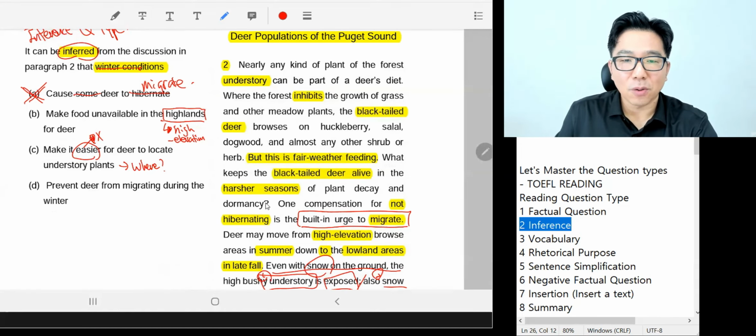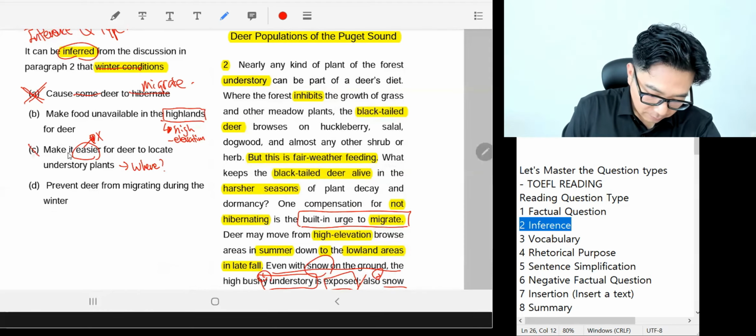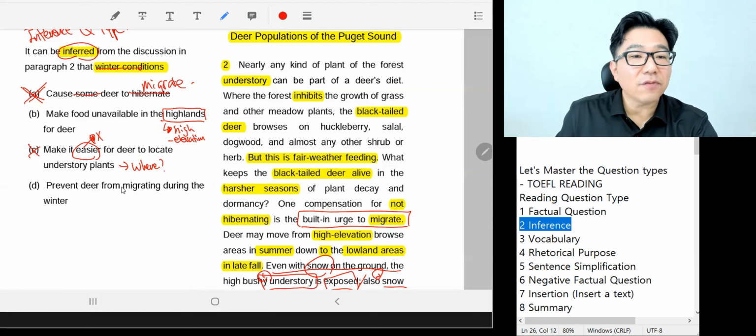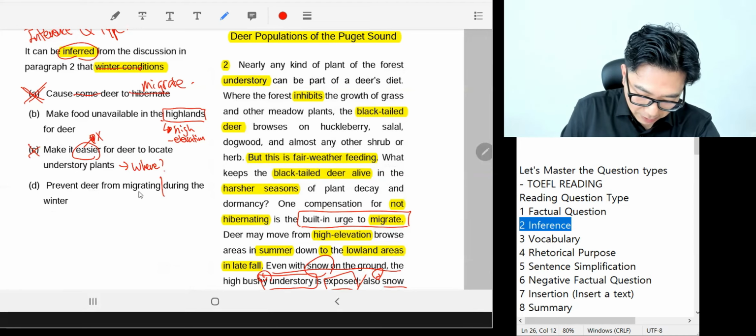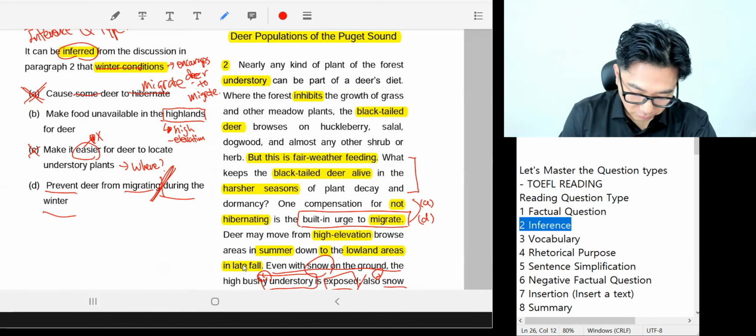Logically, no. And also, I cannot find any evidence that winter conditions make it easier for the deer, even in lowlands, to find food than summer. It's just a bad answer, right? D, prevent deer from migrating. Already wrong because it's all about winter. Winter encourages deer to migrate. That's key information, right? So this is completely wrong.